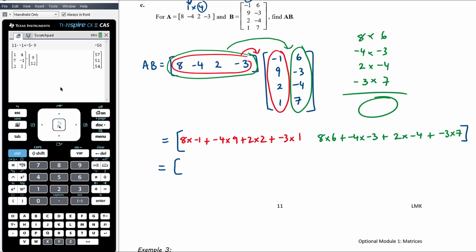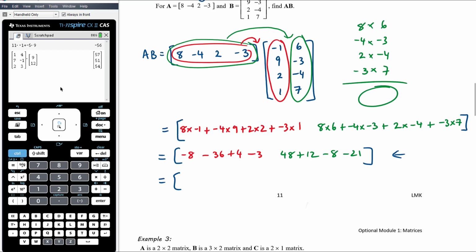So in writing it out, I'd probably do in my head that 8 times -1 is -8, plus -4 times 9 is -36, plus 4 and plus -3, which is -3, and this plus -6 is -36. And then 8 times 6 is 48, that's plus 12, and that's -8, and that's -21. So that's probably where I would go first. That'd be my first line of working, and then I'll do those additions. And if I need my CAS to help me along the way, I absolutely can do that.